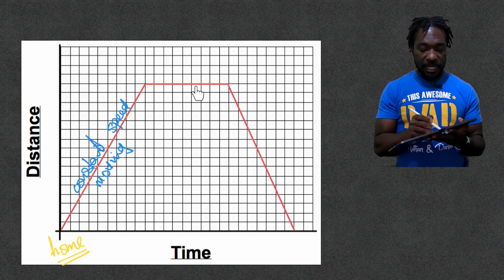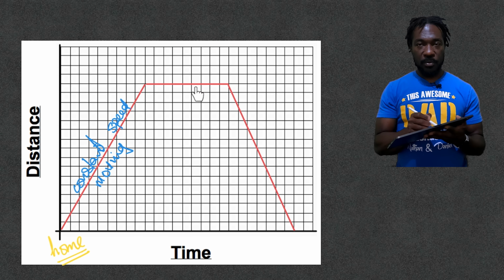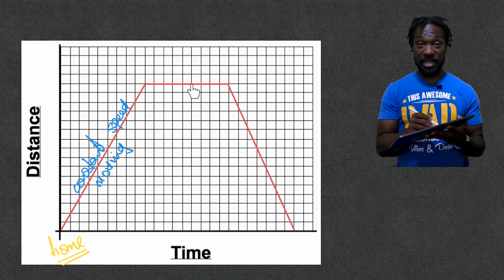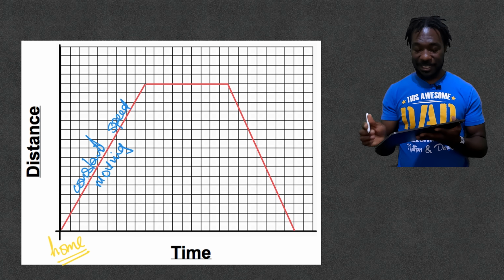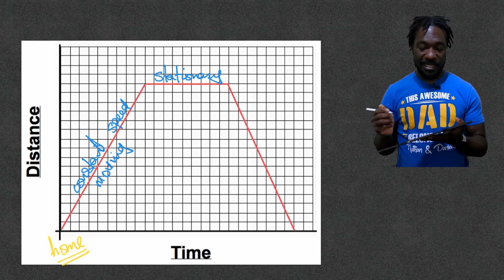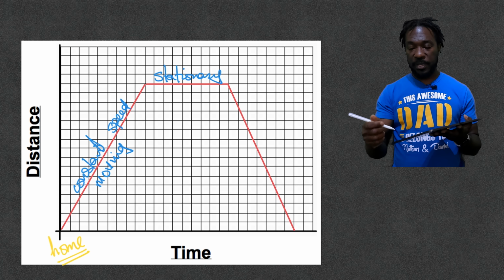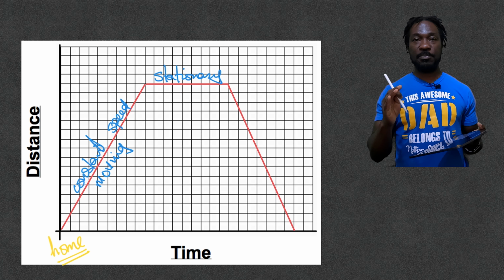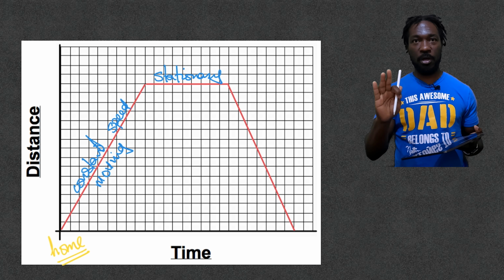Now, when you get to this bit here, whatever it is, notice that the distance is not going up or down. So whatever it is, it's stopped moving. So at this point, we say that it is stationary. So that's stationary, which means it's not moving. And the reason why we say that that's stationary is because distance is not moving, but time is still going. And that's because time waits for no one.